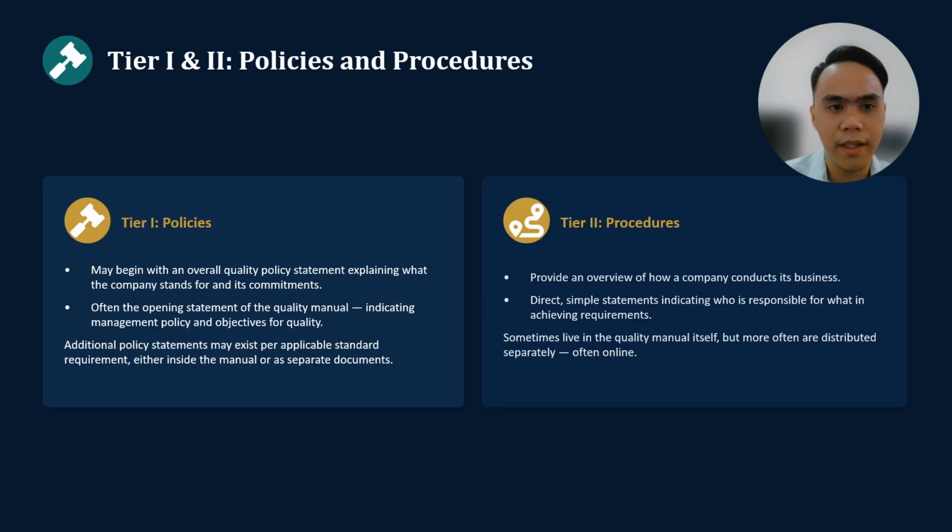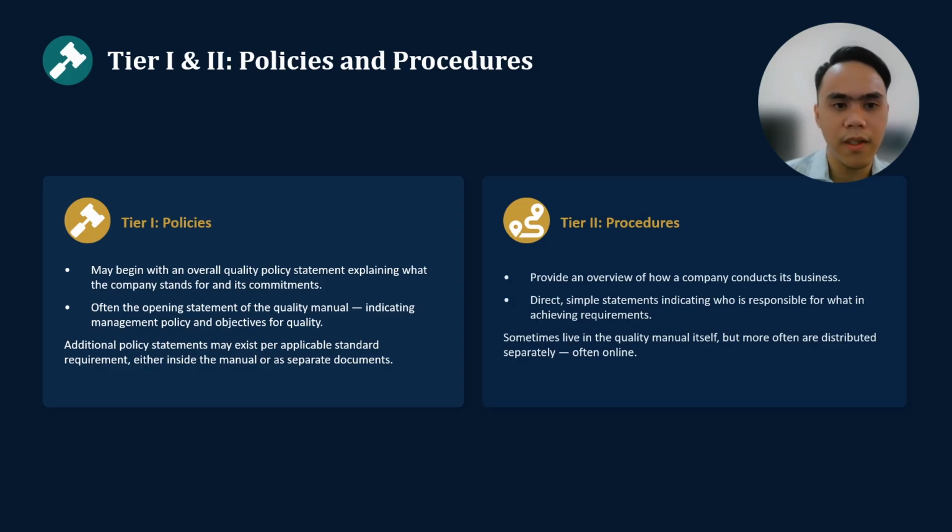So, tier 1 and tier 2 in real depth. The first tier represents the policies, which may begin with an overall organizational quality policy statement explaining what the company stands for and what its commitments are. This may be the opening statement for the quality manual, indicating management policy and the objectives for quality. It's the top-level why that everything below it exists to support.